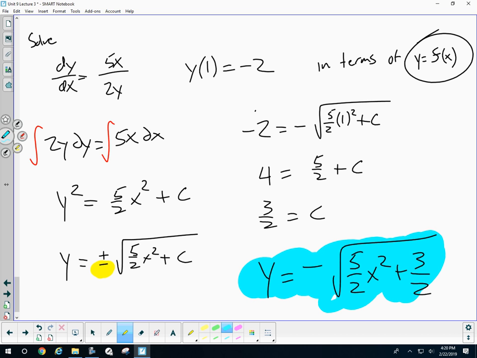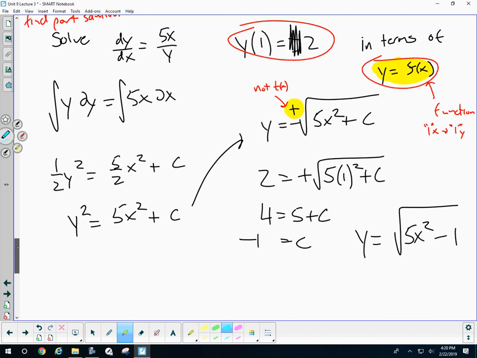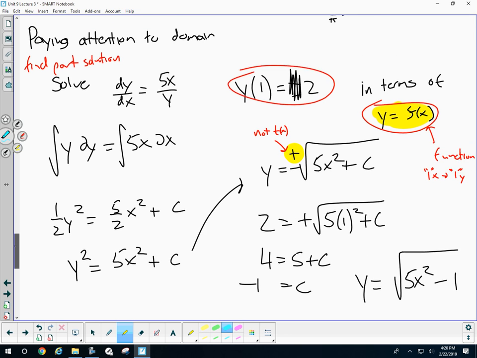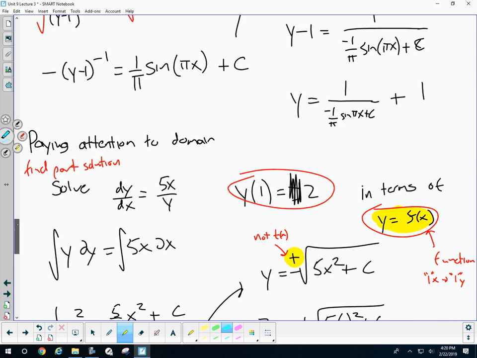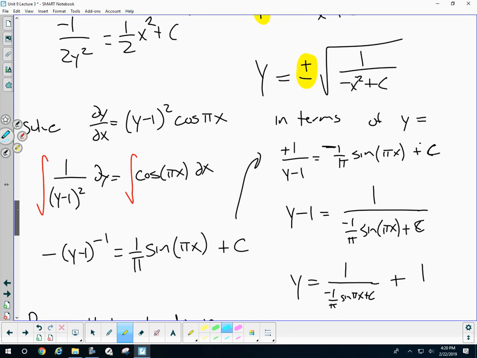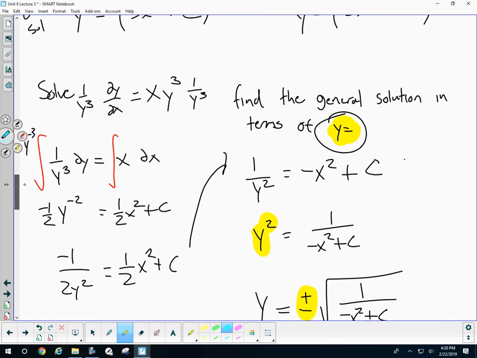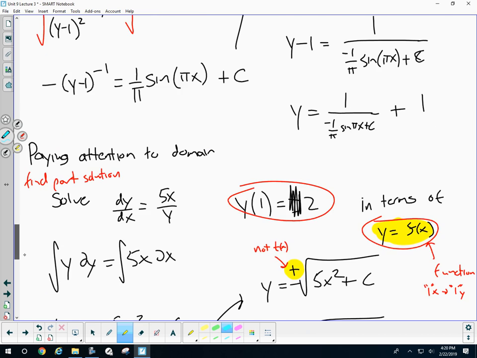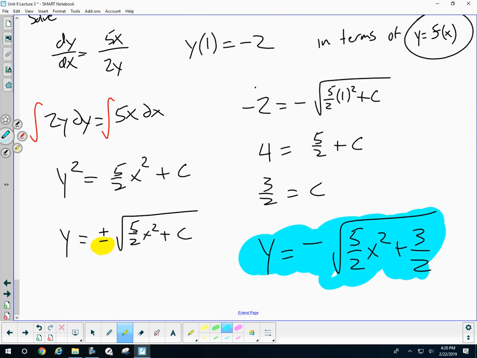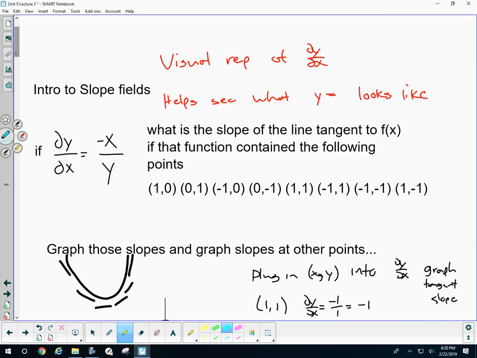Okay, so that's separating variables in simple two-variable differential equations. Separate your variables using algebra. Take the antiderivative, make sure you include a plus c. Solve for y when you're asked to. Plug in your initial condition to find c when you're asked to, okay? We're going to finish up talking more about slope fields, these visual aids to differential equations.